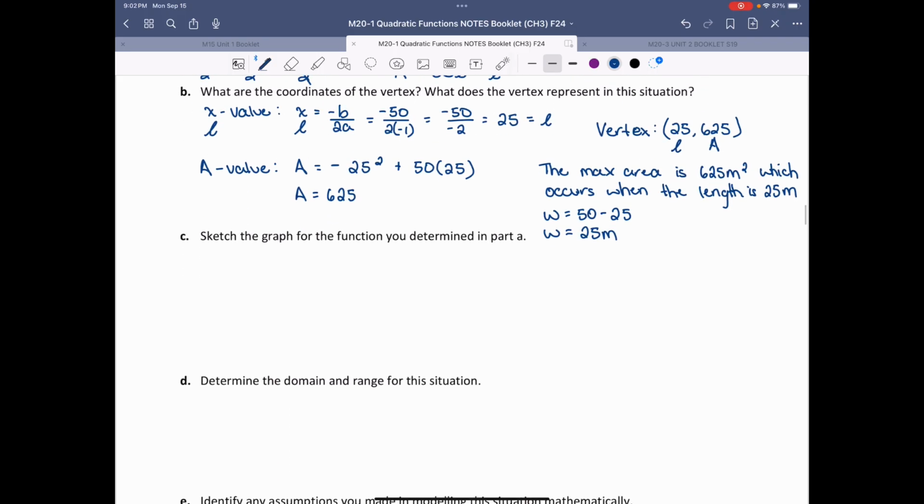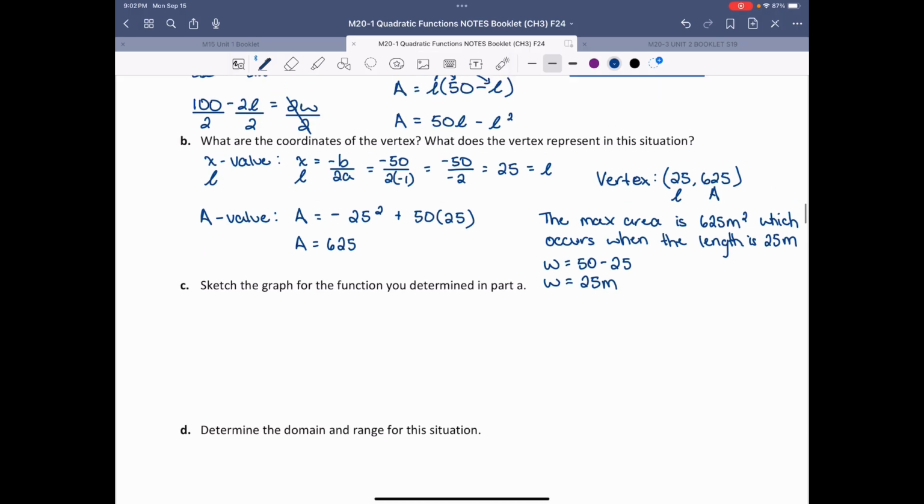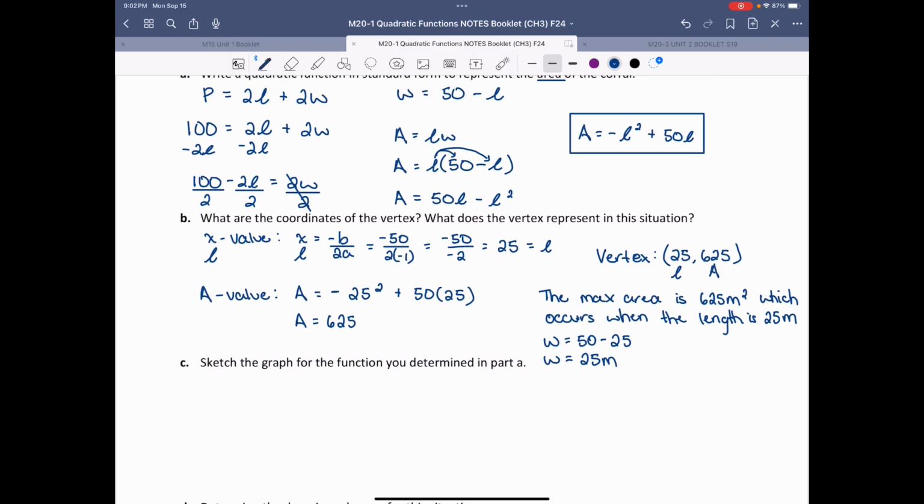Part C: sketch the graph for the function you determined in part A. So we'll go to our graphing calculator. We already know our vertex, but we'll plug in this equation. So negative x squared plus 50x is what I'm typing into y1. I got there by doing menu, number 5, and then I deleted what was in my y1 from the last question, typed in negative x squared plus 50x, hit EXE, then F6 for draw.